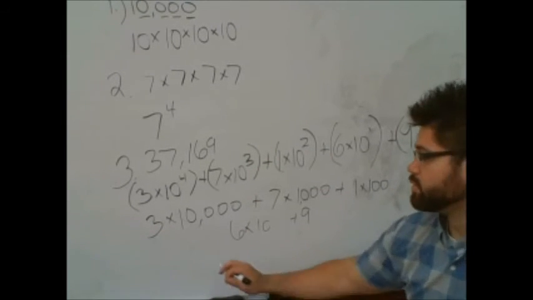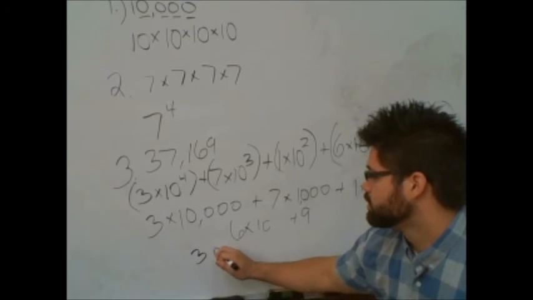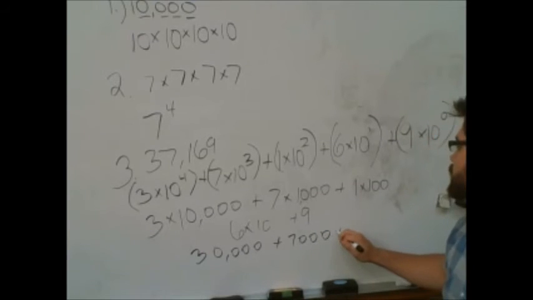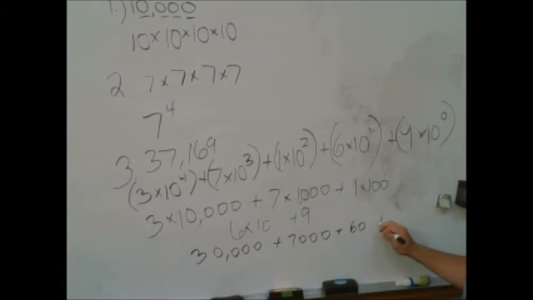Again, the simpler way would have just been 30,000 plus 7,000 plus 100 plus 60 plus 9.